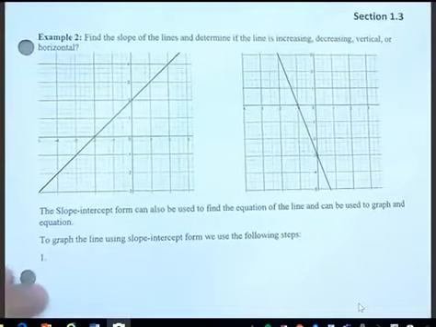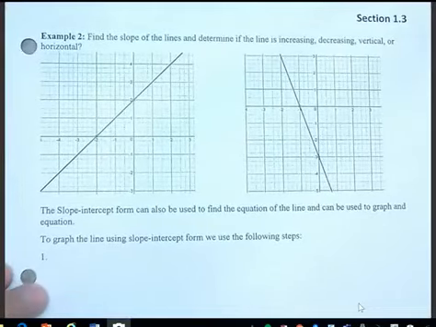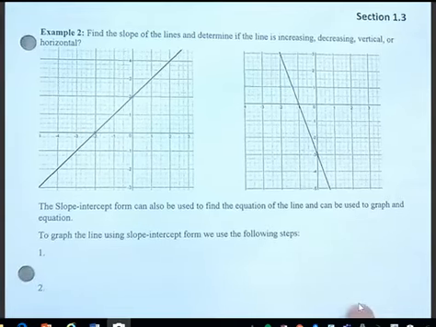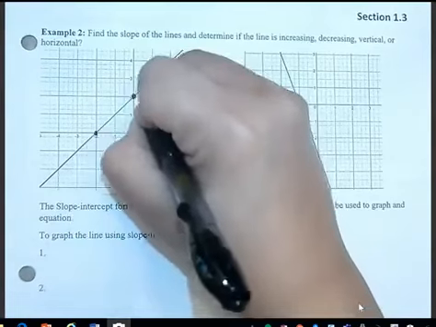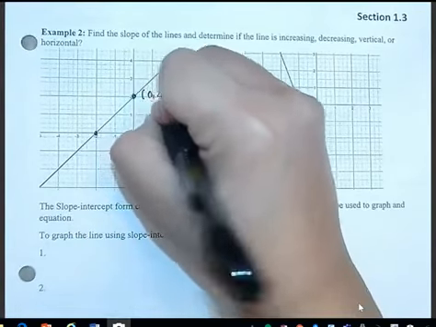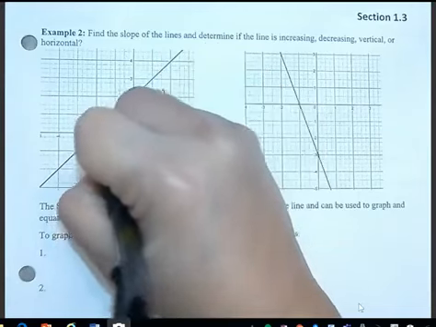Find the slope of the lines and determine if the line is increasing, decreasing, vertical, or horizontal. Okay, so to find the slope, as we did before, we needed 2 points. So this point here is (0, 2), and this one's (-2, 0).